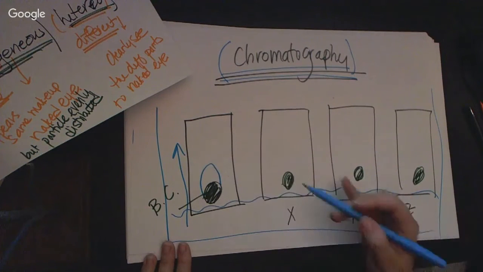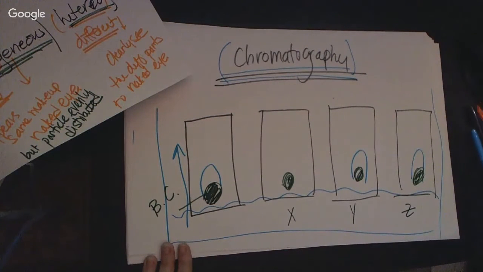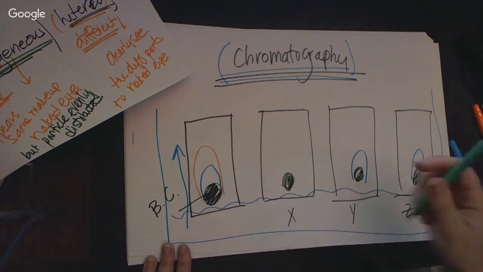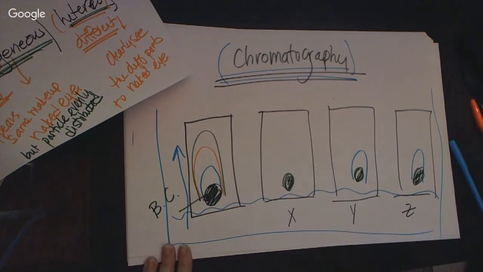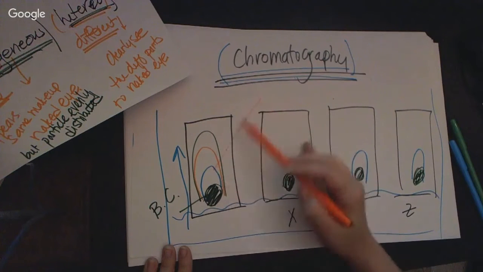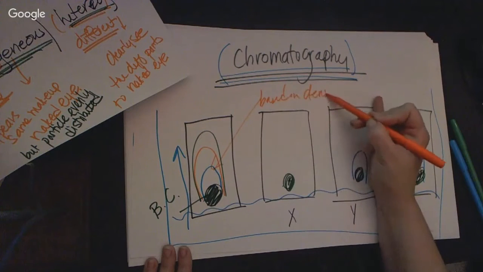And Botanicurus had a blue, and let's say Y had a blue, and Z had a blue. Z would be like the lighter pigment, and then there would be an orange pigment, and let's say there was another green pigment. And basically what this is going to do is separate these different components based on their densities.